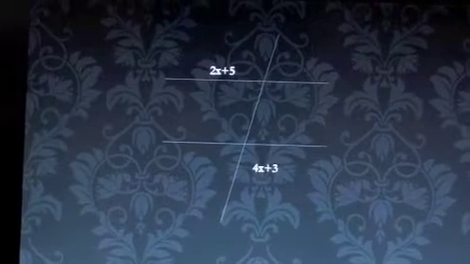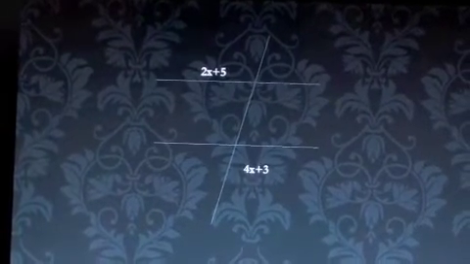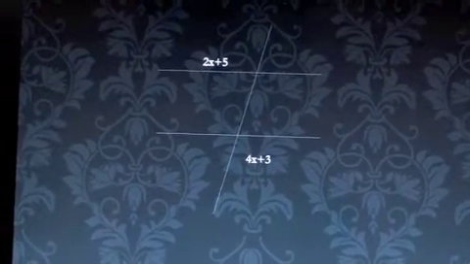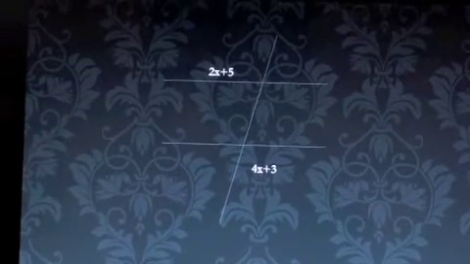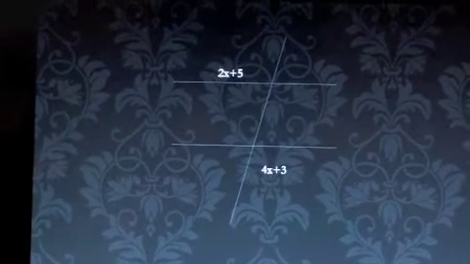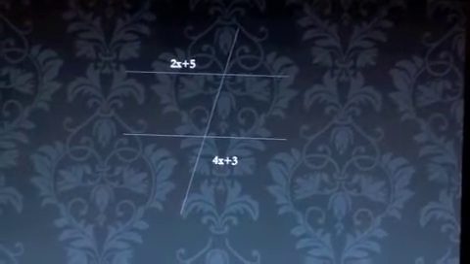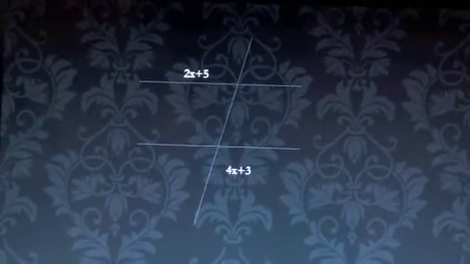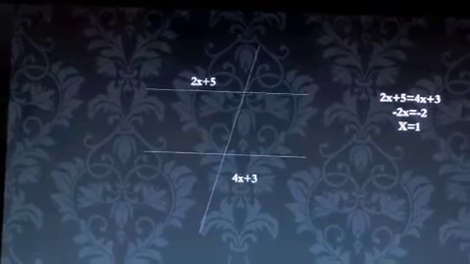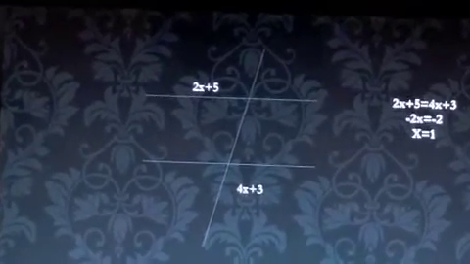In this next problem, we're given these angle measurements: 2x plus 5 and 4x plus 3. Based on the picture, we can tell that they are alternate exterior angles. This means that they are congruent. So to solve this problem, we set them equal to each other. 2x plus 5 equals 4x plus 3. When we solve this equation, we get x equals 1.